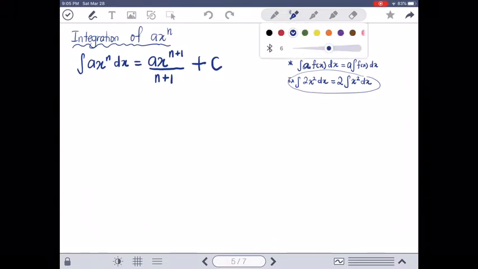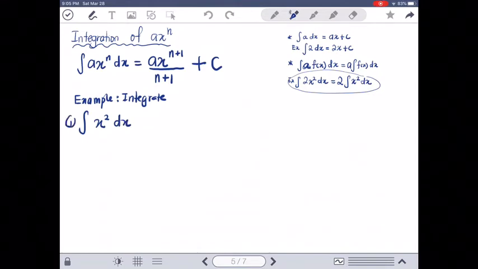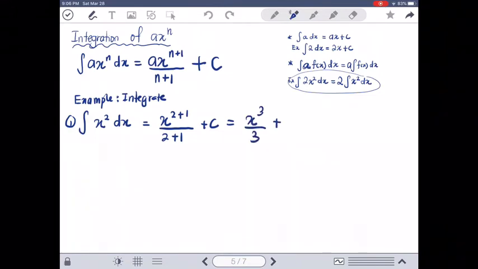Okay, let's have a look at a few examples. Integrate x squared with respect to x. By this formula, we should have x to the power of 2 plus 1 over 2 plus 1 plus c, which equals x to the power of 3 over 3 plus c.